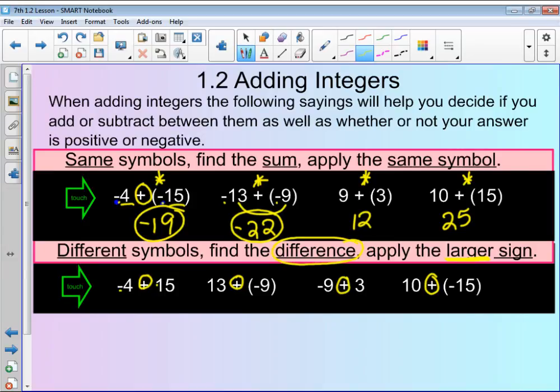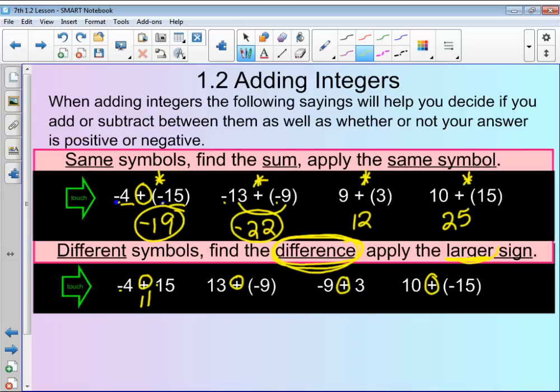So I'm going to find the difference. So the difference means to subtract. So I'm going to take the larger digit, which is 15, and I'm going to subtract 4. So 15 minus 4 gives me 11 for the difference. Okay, so it's 11. Now I have to decide if it's positive or negative. So this last statement helps me decide that.